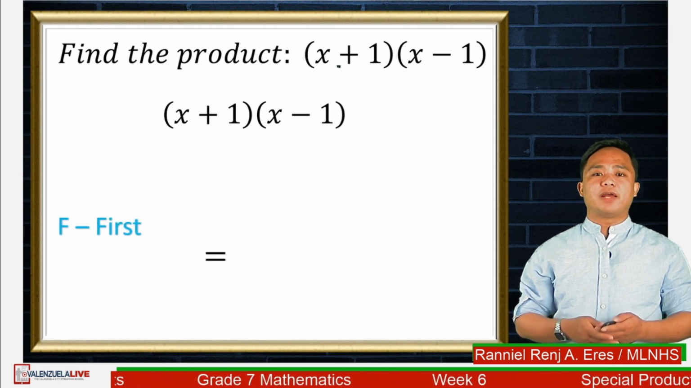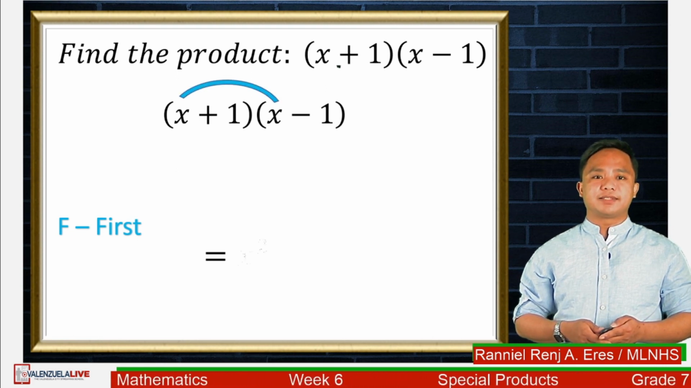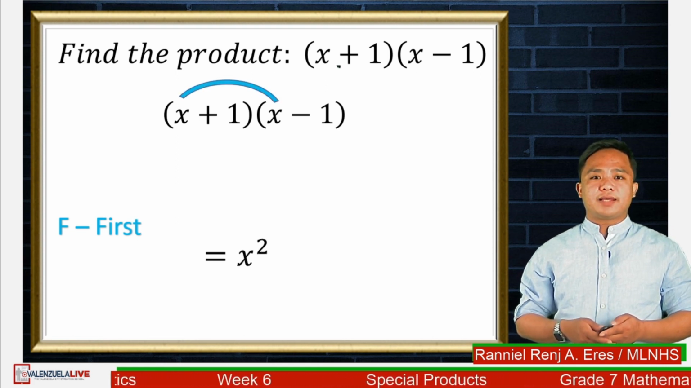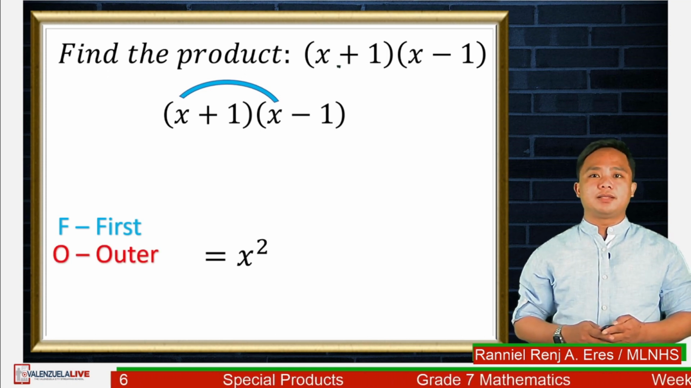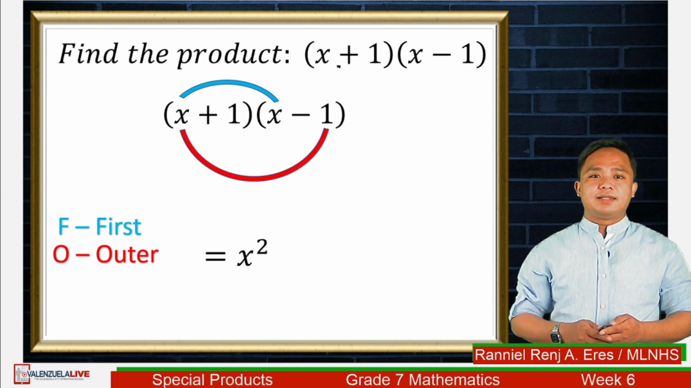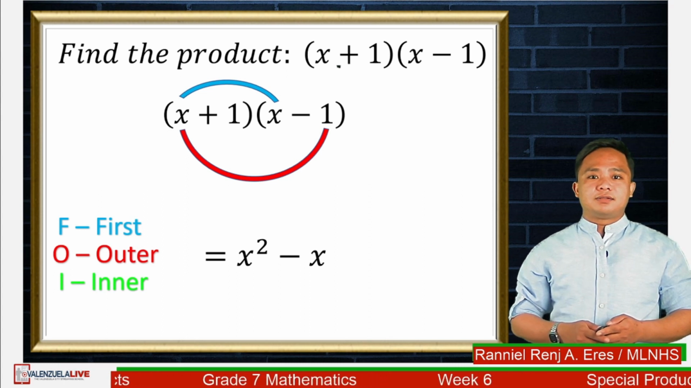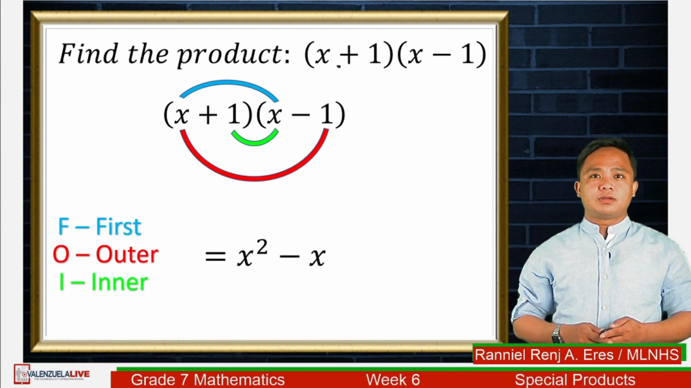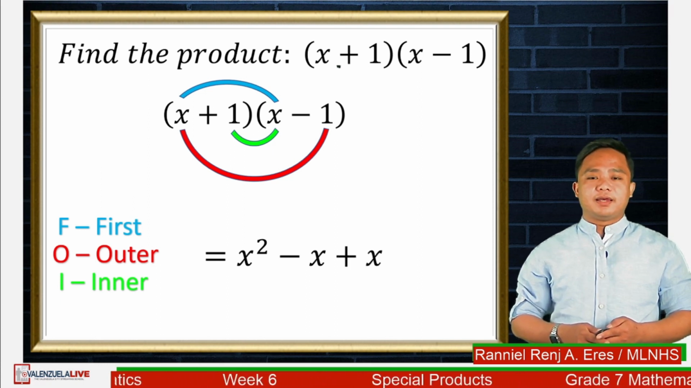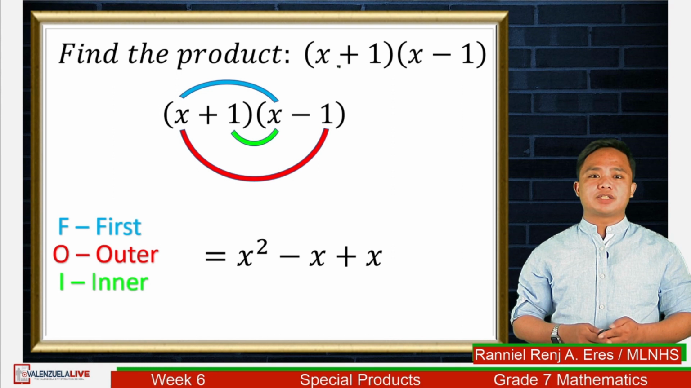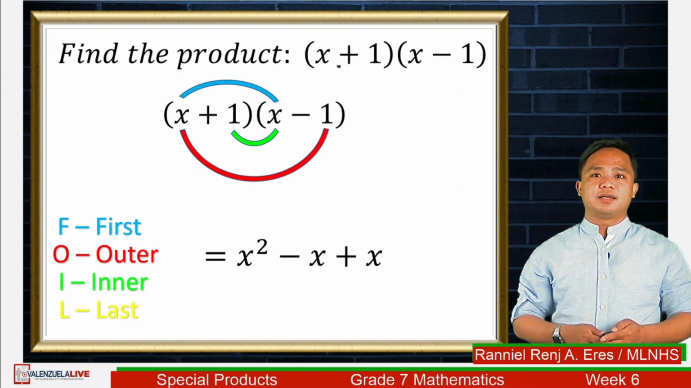Okay, so let's multiply the first term of each factor. We have x times x, that is x squared. Next, we have the outer terms. We will multiply x times -1, that is -x. Next are the inner terms, which is x times 1, which is also x. And lastly, we multiply the last term of each factor, which is 1 times -1. And the answer is -1.